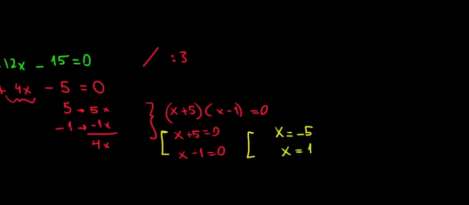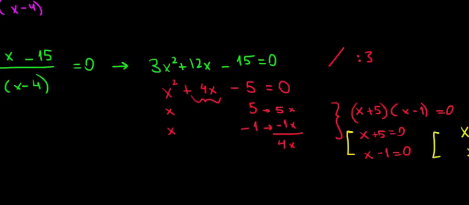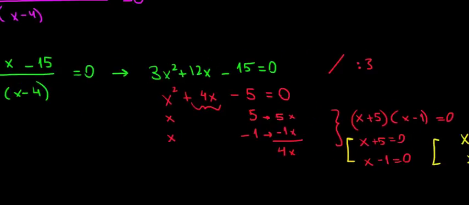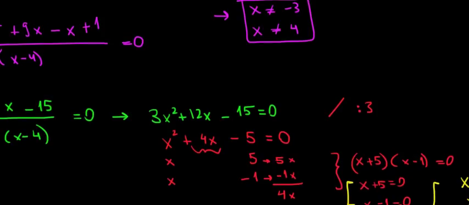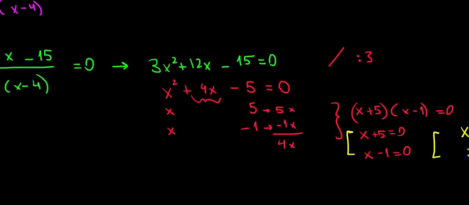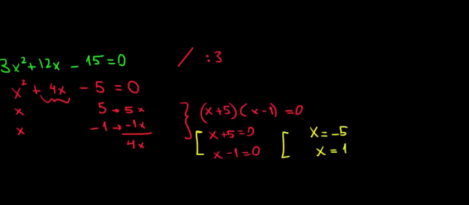Now let's go back to our domain to see if this does not clash with our domain, if this is actually possible. Well, the domain says we cannot have minus 3 and 4, but our result is minus 5 or 1, so they are both satisfying our domain, which means we can use them as our final answers. And that's it, we are done.